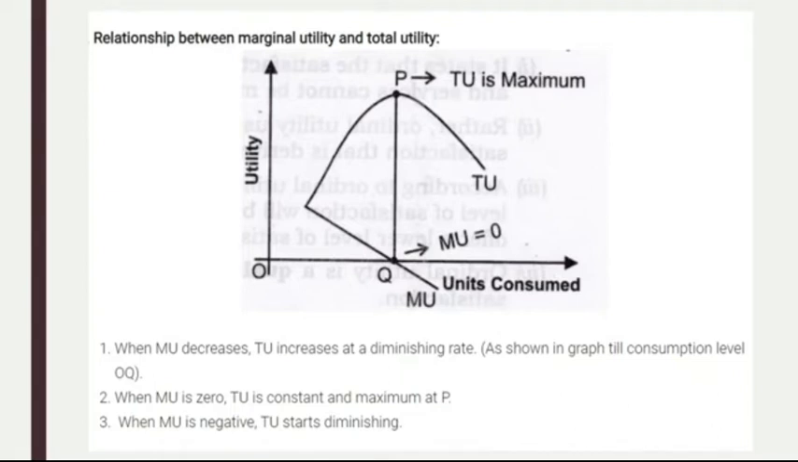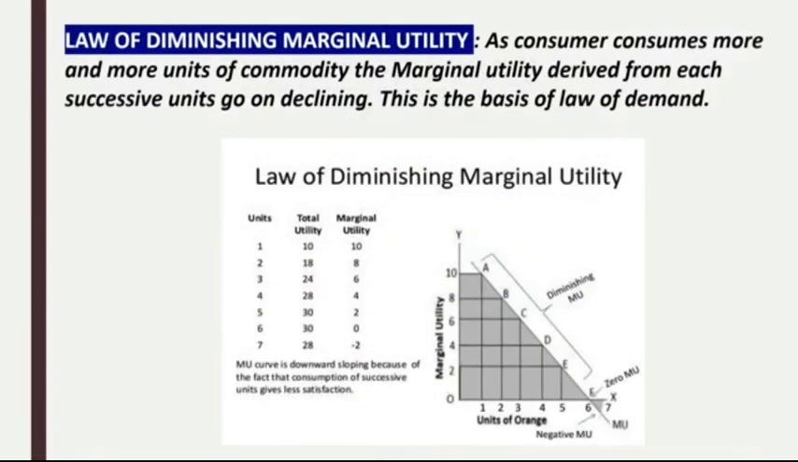Now after the relationship between MU and TU, the next one is the law of diminishing marginal utility. As a consumer consumes more and more units of a commodity, the marginal utility derived from each successive unit goes on declining. This is the basis of the law of demand. Now as you can see in the diagram, it shows that the MU curve is downward sloping because consuming each successive unit gives less satisfaction.